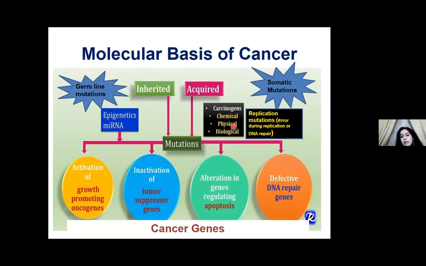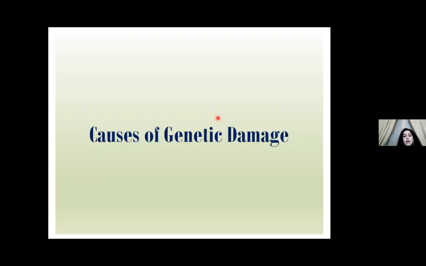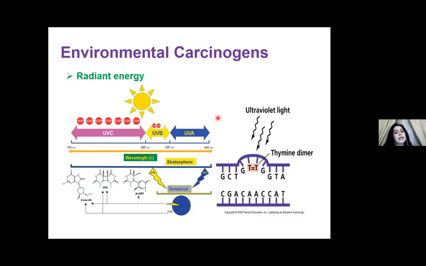Now we are going to explain the part talking about the DNA damage leading to mutation. We are going to explain this part now. So what are the causes of DNA genetic damage? These can be environmental carcinogens, like radiant energy, exposure to UV, X-ray, gamma rays. All these can induce physical damage. They can damage our DNA.